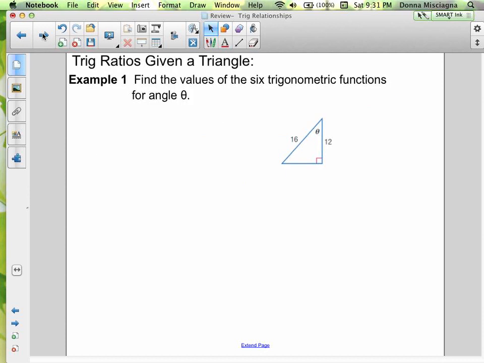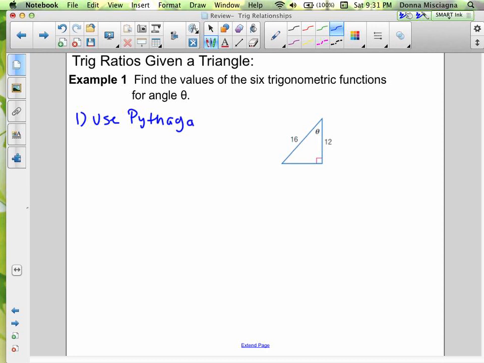So now we have a triangle here. We want to find the values of the 6 trigonometric functions for angle theta. Notice we only have 2 sides of the triangle, so we could only write 2 ratios unless we find the third side. And to find the third side, if you've got 2 sides of a right triangle, of course we're going to use the Pythagorean theorem. So our first step is to use the Pythagorean theorem to find the third side in the triangle.